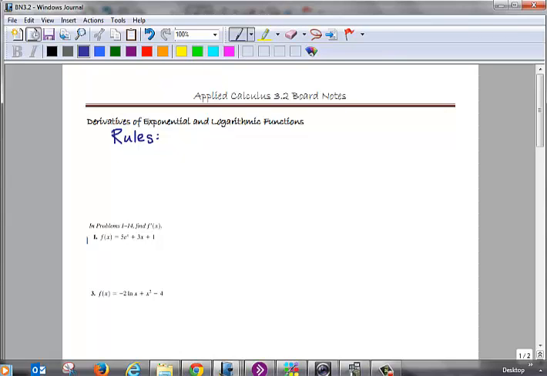All right, so if we have a function that is your basic exponential like e to the power of x, then its derivative, y prime, is e to the power of x. So the exponential e to the power of x is its own derivative.